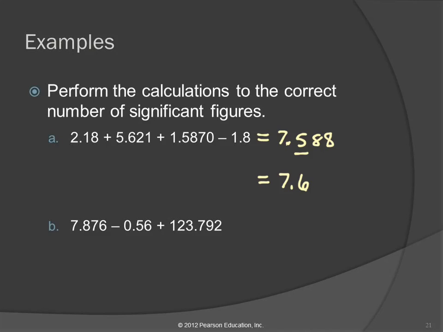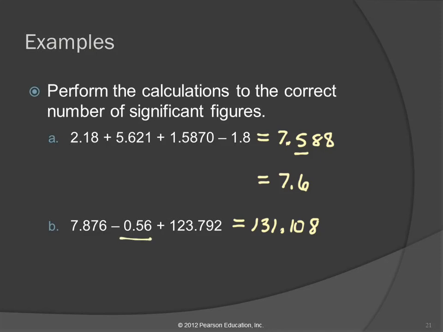So the second example, 7.876 minus 0.56 plus 123.792 equals. Then just write down what your calculator says, 131.108. If I get it wrong, please yell it out because I do make mistakes. Which of these numbers has the fewest decimal places? The one in the middle, right?